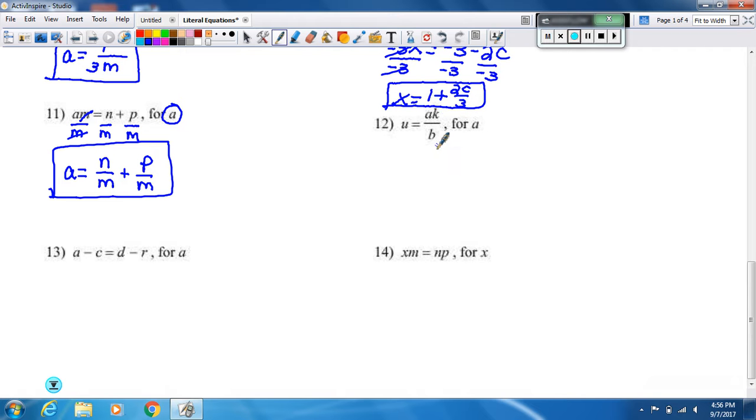The next one, I'm not even going to look at what I'm solving for yet because I need to get rid of the denominator, the b. So you multiply each term by b. So you have ub equals, top cancels with bottom, ak. Now I'm solving for a, so that's a times k. The opposite of times is divide. Divide each piece by k. So I have ub over k equals a because top cancels with bottom.